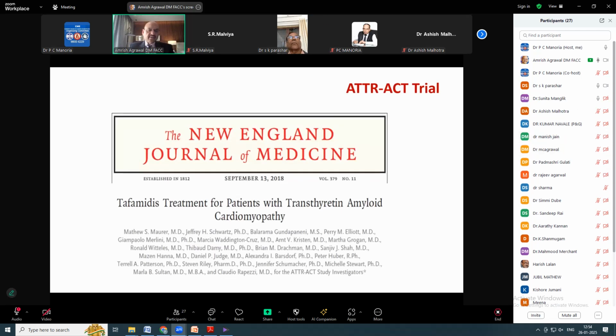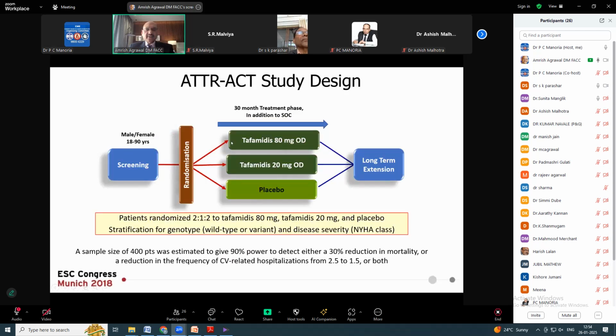Now, the ATTR-ACT trial we have discussed in Dr. Manoria's meetings multiple times. It is a trial which looked at the impact of tafamidis in patients with ATTR cardiomyopathy. After screening, they were randomized into 2 doses of tafamidis, 80 milligram and 20 milligram. This is a different formulation. The dose of 80 milligram is equivalent to the 61 milligram dose which is available in the market. So it tested 2 doses against placebo for 30 months in the ratio of 2:1:2, 80 milligram, 20 milligram and placebo, and they were stratified by wild type and variant type of amyloidosis and by disease severity. What did the results show?